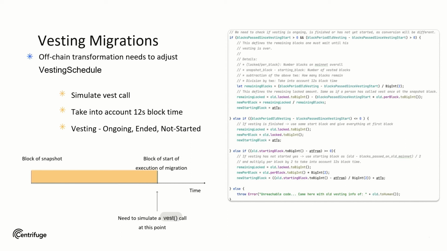It's twice the amount because the blocks are twice the size in seconds apart. And the new starting block is basically just a new starting block, taking into account what has already passed. What's a little bit more complicated is the part where you have an ongoing vesting. Here we calculate how many blocks remain, how much remains locked. Then we're just creating a new schedule, as if you just got a new vested transfer with this amount and the rest is free, which is basically calling vest for them.